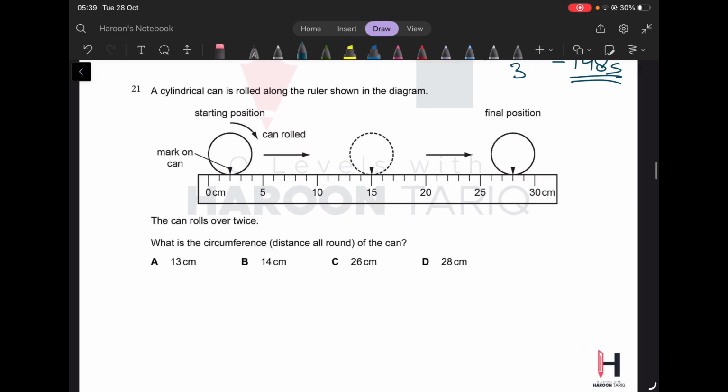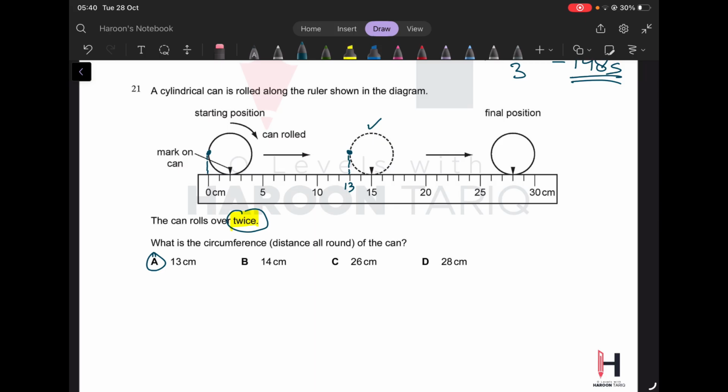Next question. A cylindrical can is rolled along the ruler shown in the diagram. The can rolls twice, so it is being rolled 2 times. What is the circumference of this particular object? You can see after one roll, it reaches this particular point. So I'll take a common point, like the starting point of this particular circle. Starting from 0, this is basically 13. So 13 minus 0, 13 centimeters would be the answer.